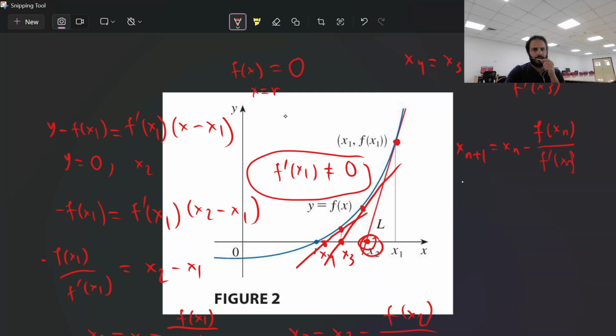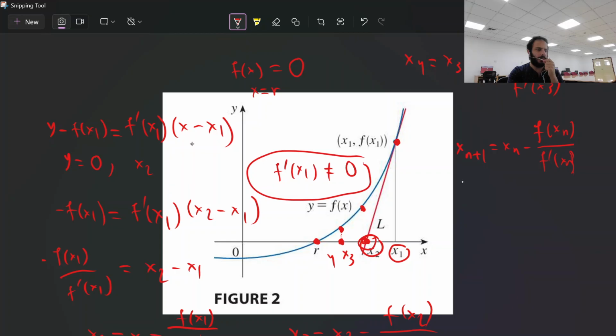Now I want to find the value of x equals r, right? Let me show you here again. r is here, right? I want to estimate this value. First, I choose x value x1. Then I draw the tangent line. You see that the x-intercept x2 is closer to r than x1, right? So how to find x2? You find the equation of the tangent line. The equation of the tangent line at x1 is y minus f of x1 equals f prime of x1 times x minus x1, right?